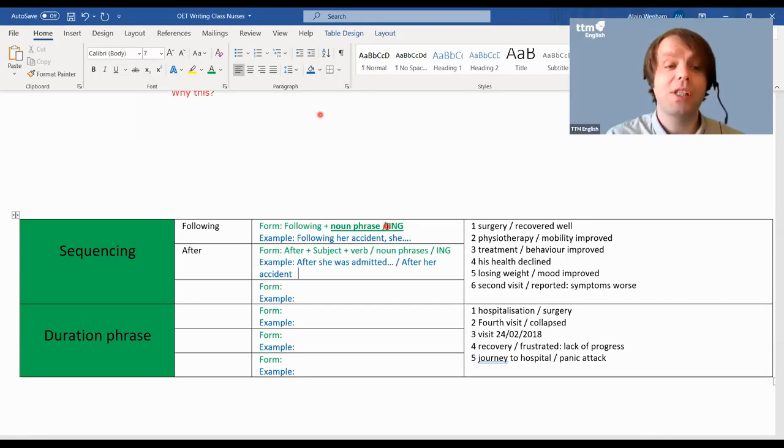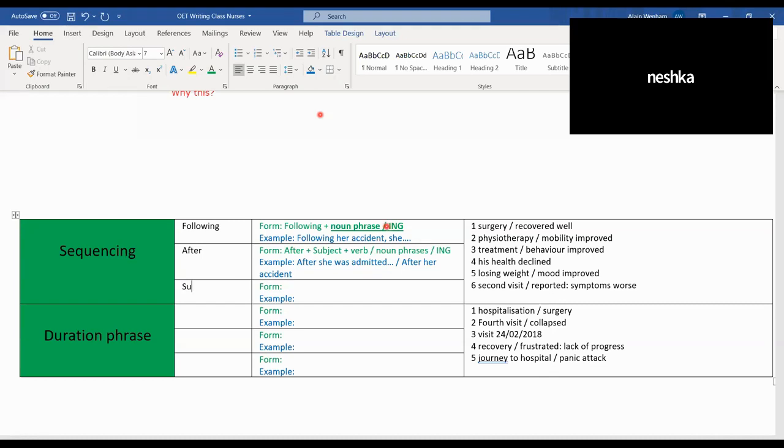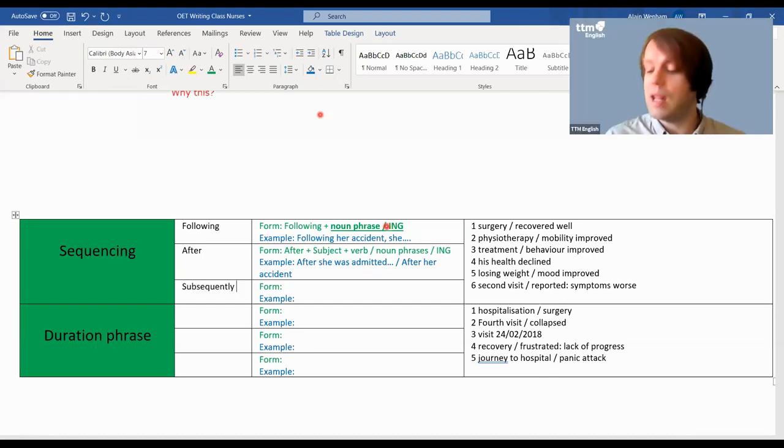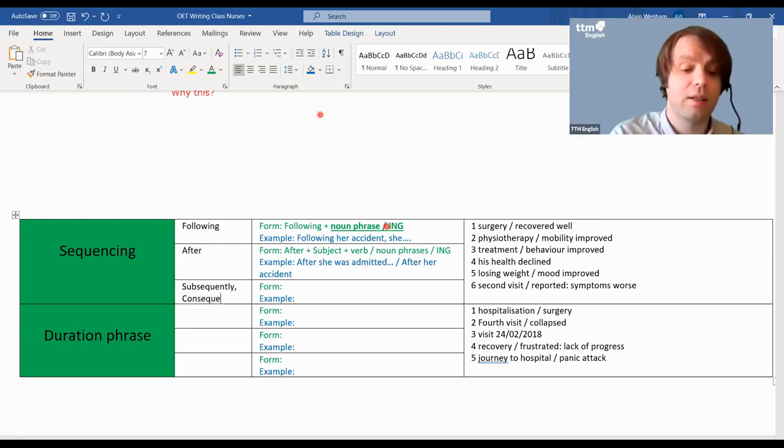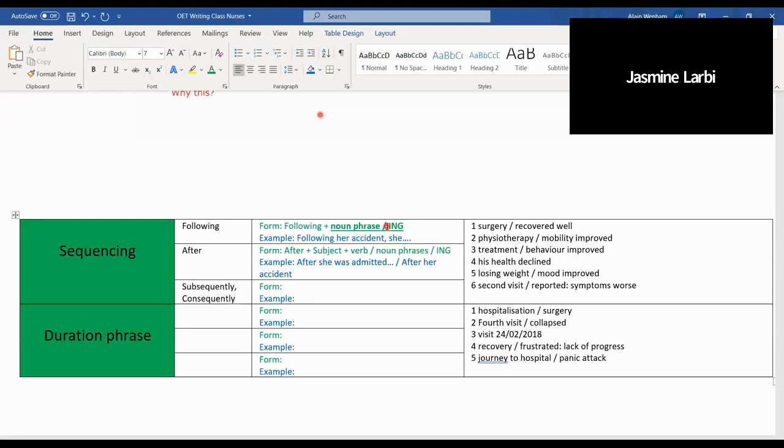All right. What's the other sequencing language that I'm missing here, though, guys? Now, let me just ask, I think this is a question that I thought of before. Leisha, are you there? Leisha, what's the difference between consequently and subsequently? What's the difference? Anyone?